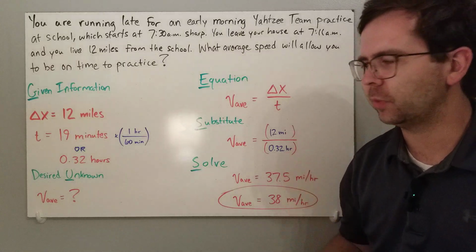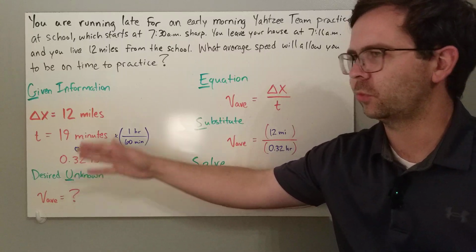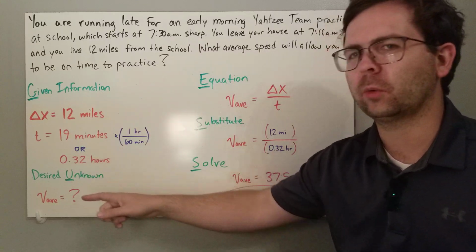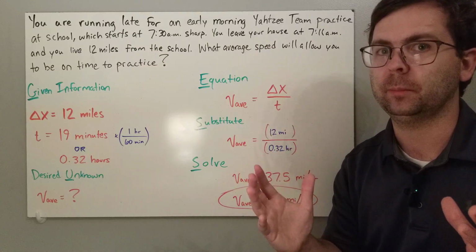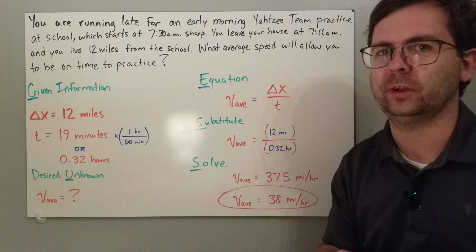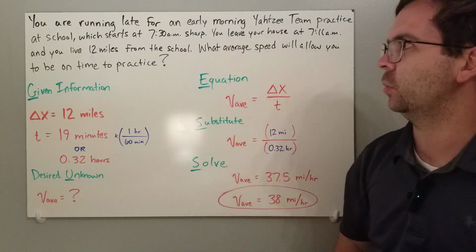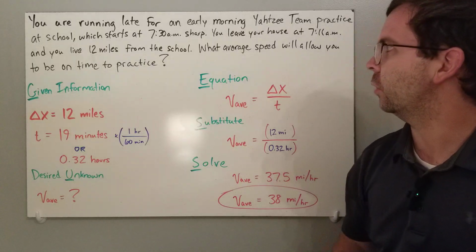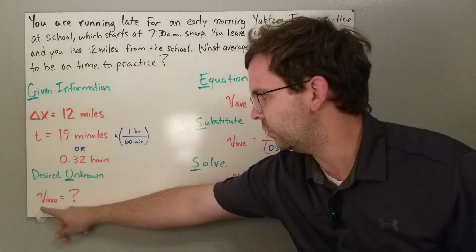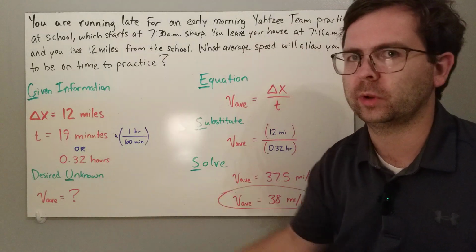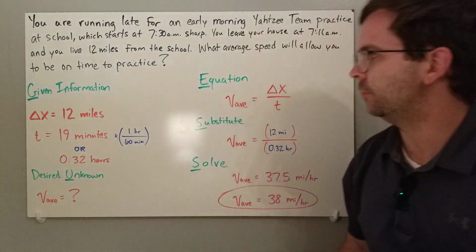The second part of the guess method is called the desired unknown step. I've underlined the U here because we're trying to spell out the word guess. This is the part where you identify, this is my target quantity. This is what I want to know to solve the problem. Usually you can find this by looking at the last sentence of the word problem because that usually has the question in it. And so it says, what average speed will allow you to be on time to practice? So we're looking for the average speed. That one's pretty easy to identify. And so I'm going to write down here, v average equals question mark. This is what I don't know. This represents, in physics language, the average speed.